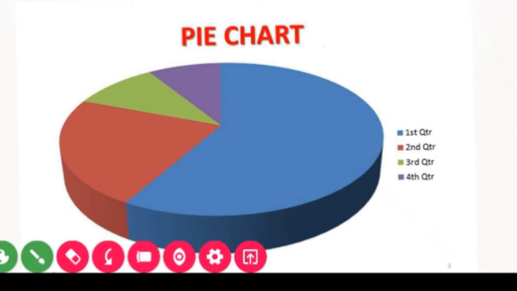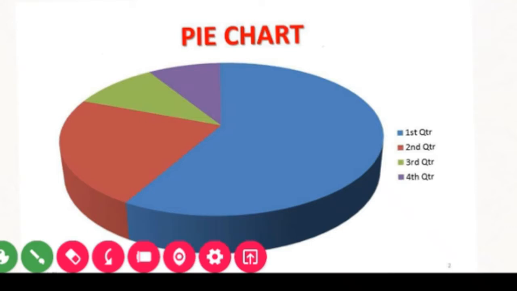I hope you all understood those very well. And today we'll learn how to solve problems based on pie charts. Okay, today we will see how to draw pie charts.